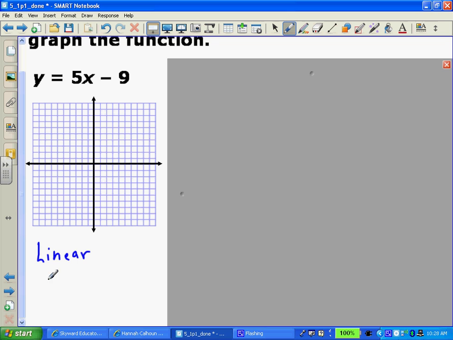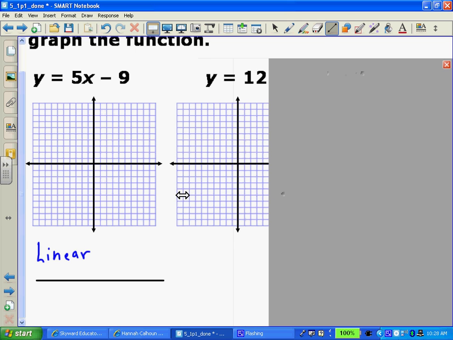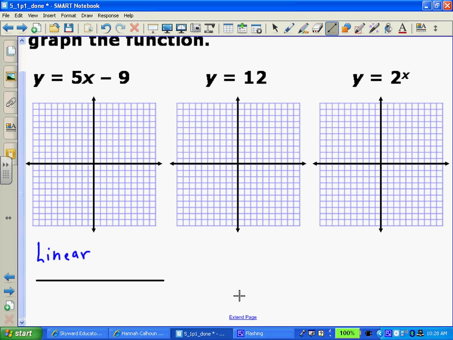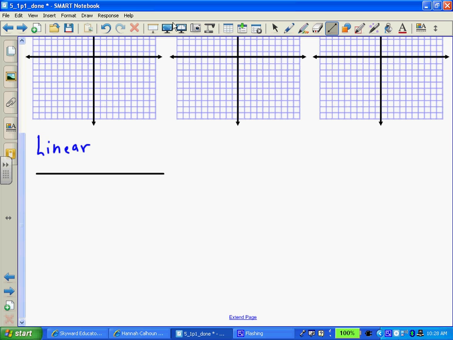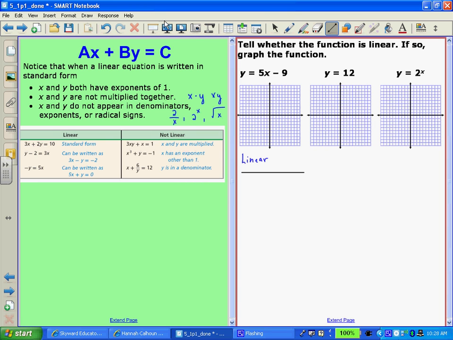Okay, since it's linear, then I'm going to graph it. And we're going to graph it using the same method that we learned earlier in chapter 4, where we create ourselves a table. I know you guys all just loved this method, but don't worry, we will learn newer methods soon.